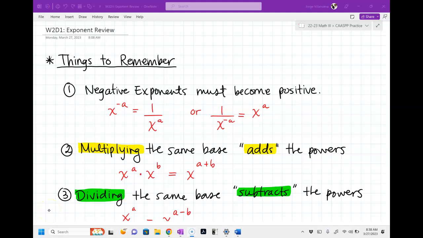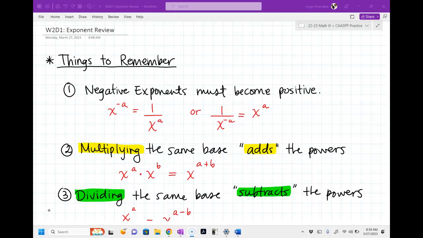All right, so week 2, day 1, exponent review. List of things to remember. The very first thing that you have to remember is that negative exponents have to become positive. So again, two small examples right there. Nothing with numbers, I know, but just generally.